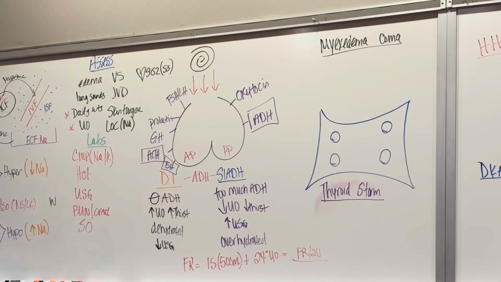So fluid restriction is a must. We're gonna calculate it based on their insensible losses, which everybody gets how much? 500, plus whatever their urinary output is for that first 24 hours.